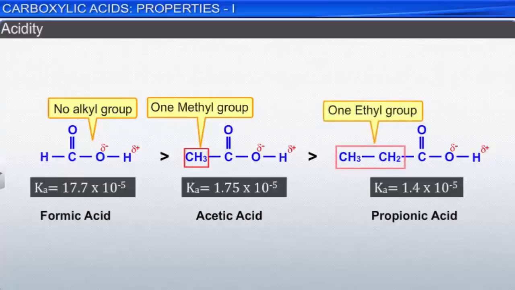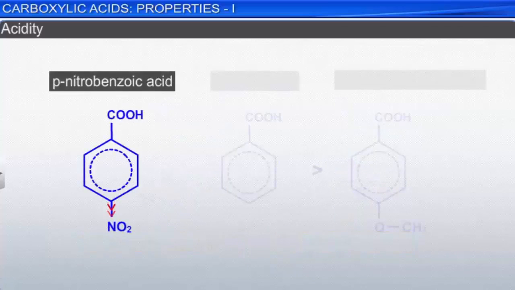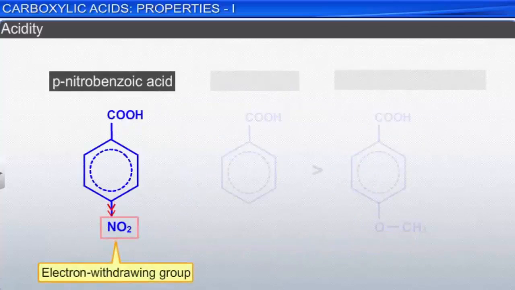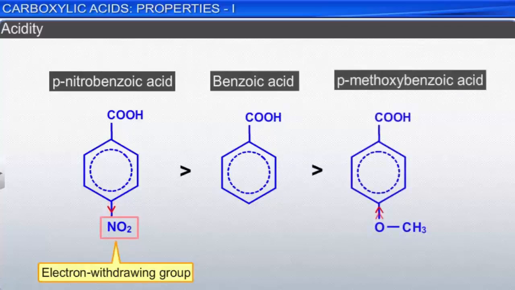In the aromatic carboxylic acids too, electron withdrawing groups increase the acidity, while electron donating groups decrease it. For example, para-nitrobenzoic acid with an electron withdrawing group is more acidic than benzoic acid, which in turn is more acidic than para-methoxybenzoic acid with an electron donating group.